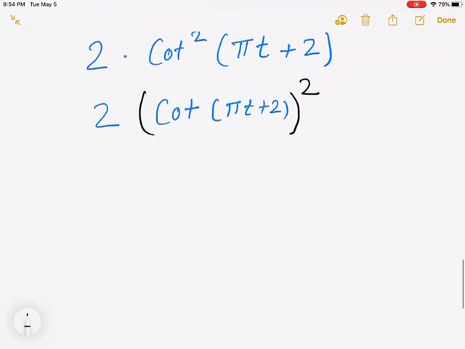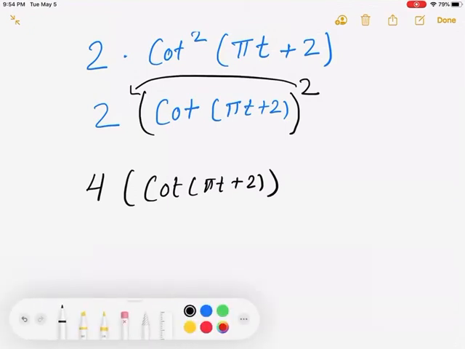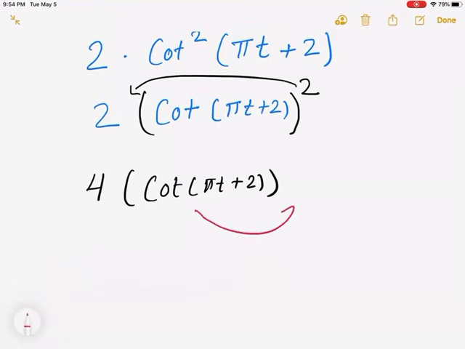This is a simple chain rule problem. I would bring this over, so 2 times 2 becomes 4. Now cotangent of pi t plus 2 stays the same. Time to take the derivative of this inside piece. Cotangent: what's the derivative of cotangent? It's negative cosecant squared and the angle itself. Almost there. The last layer, time to take the derivative of the inside piece. Pi is a constant, so the derivative of pi t would be just pi. Derivative of 2 would be 0. All right, that's what I have so far.